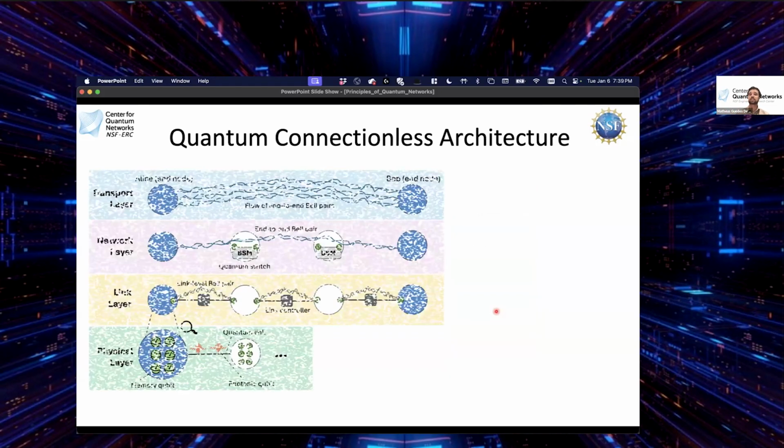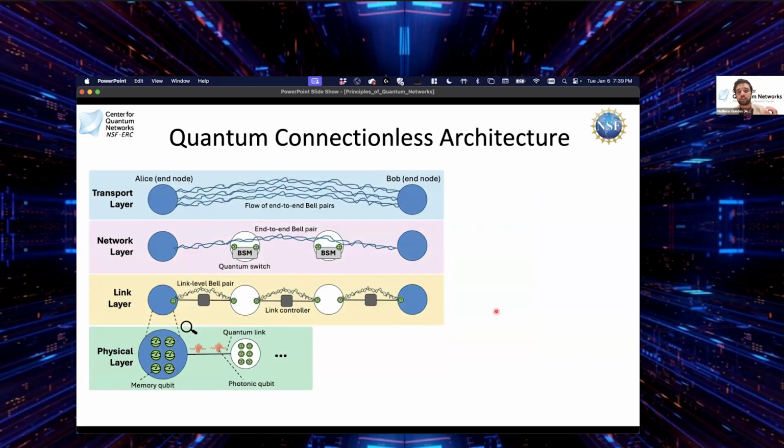Okay, so in a quantum connectionless architecture, we're going to look at essentially 4 layers, and they will also mirror the classical stack that we saw previously, and we also saw this type of quantum stack before, right after we talked about the classical stack. The idea here is that we're going to have a transport layer that will deal with the flow of end-to-end Bell pairs, and we're going to define here the quantum version of the TCP, QTCP. For the network layer, we're going to do routing and sequential swapping with something like a store and forward mechanism.